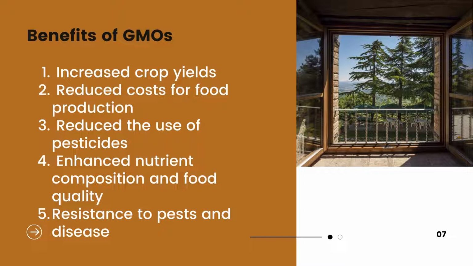When plants are able to spend less energy defending against insects, they are able to devote most of these resources to producing seeds, resulting in higher yields. Second is the reduced cost for food production. GMO crops allow farmers to produce affordable food by using less land, water, and pesticides, which reduce farmers' input costs while also resulting in higher crop yields.